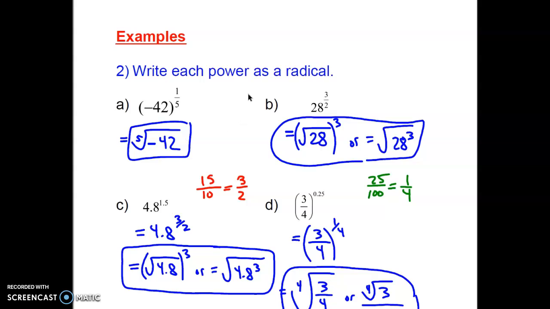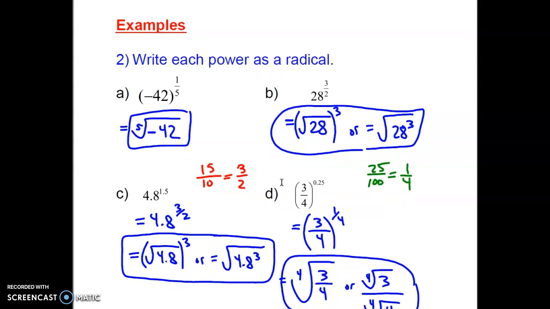Oh, let's look at B. This is a good one. So what you need to know is you can write these in two different ways. Okay, so that's what I've explained here. So 28 to the power of 3 over 2. Look at the denominator. Our denominator is 2. So the 2 is our index. So we don't have to write a 2 for a square root, right? But our 3 becomes our power of the entire root. So it's the square root of 28 to the power of 3, or you can put the 3 right next to the 28. Doesn't matter to me, okay?